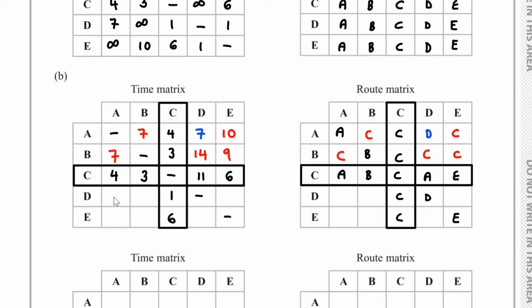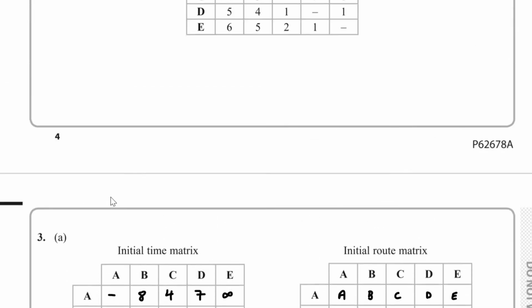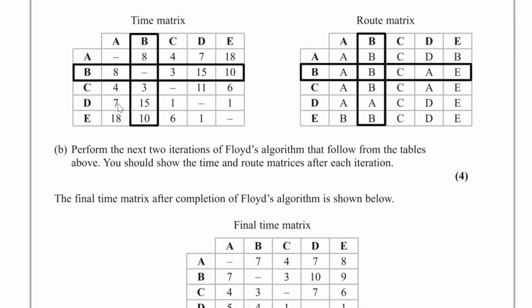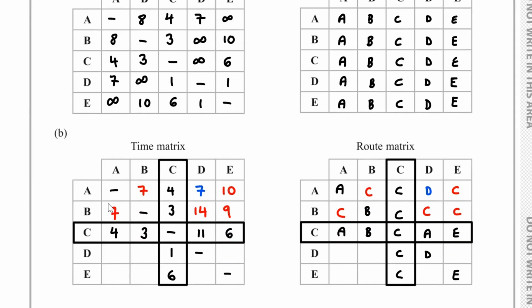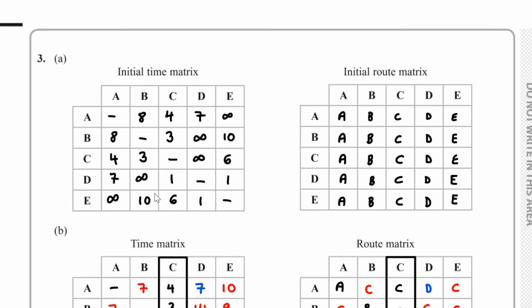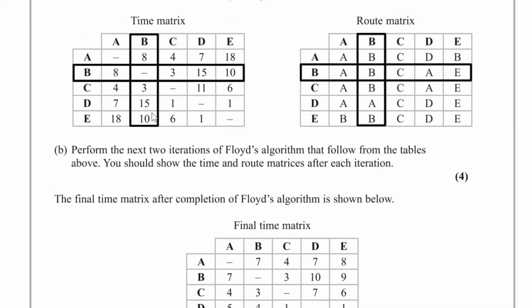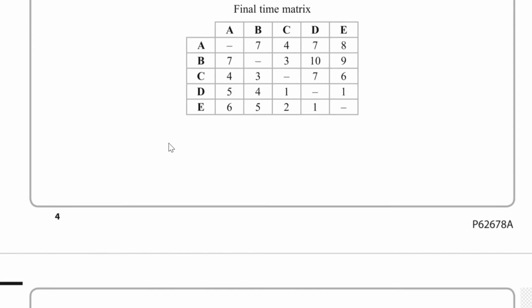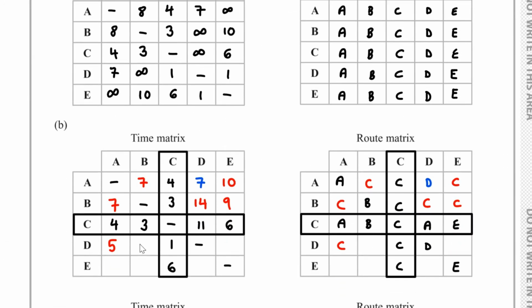If we consider this element here, we compare 4 plus 1, which is 5, with the 7. 5 is smaller, so we put 5 over here and C here. For this element, we compare 3 plus 1, which is 4, with the 15 here. You can see 4 is smaller, and we change this to a C.